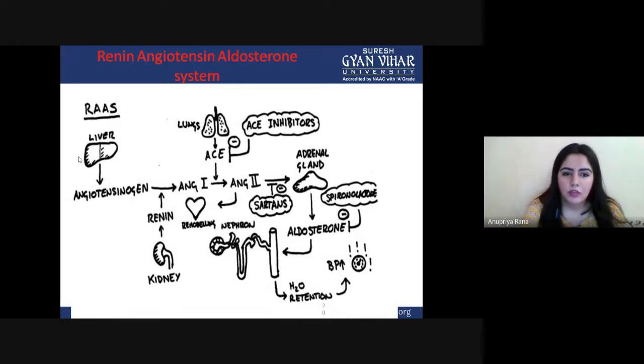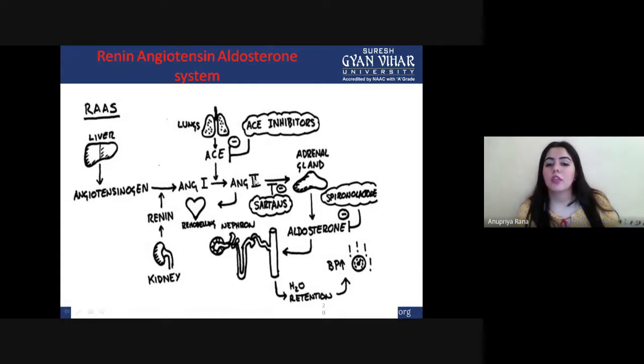angiotensinogen here. Then we get ANG1, and from the lungs we have the ACE, and sometimes ACE inhibitors can work here. After ANG1 formation, the ACE stimulates ANG1 to form ANG2. Another thing is that ANG2 stimulates the adrenal gland, and this is converted into aldosterone.